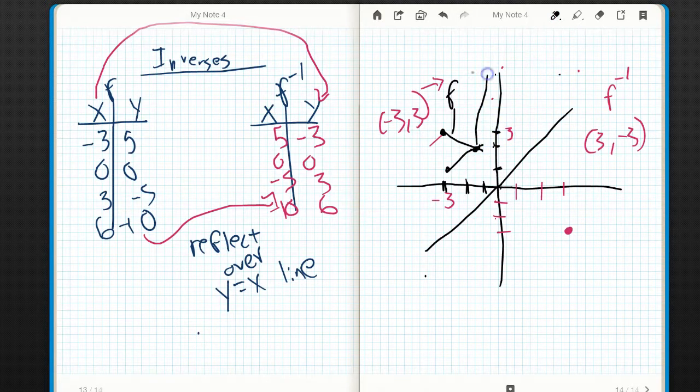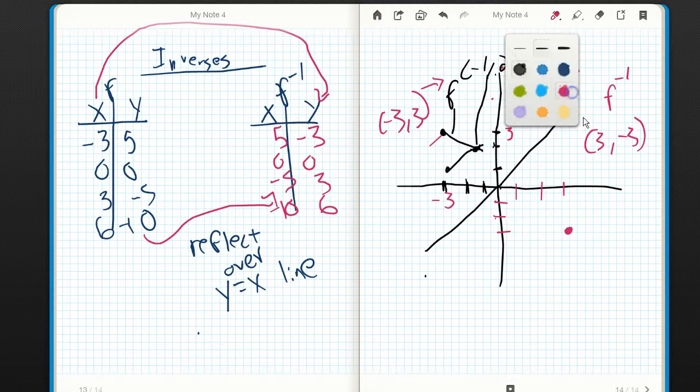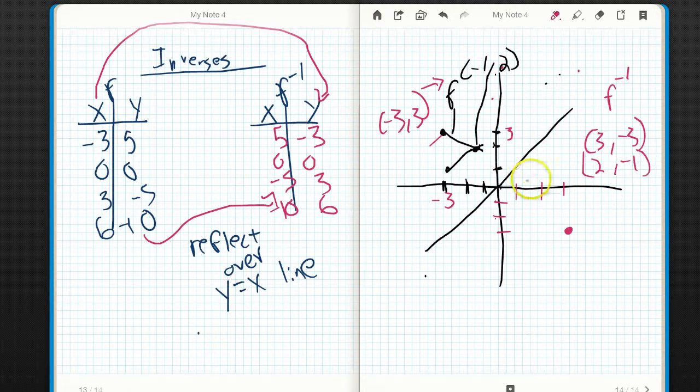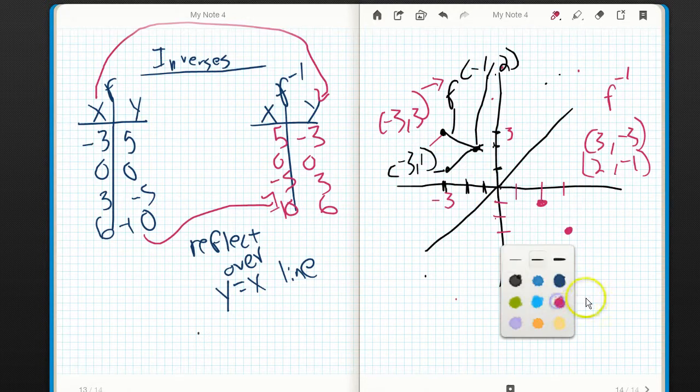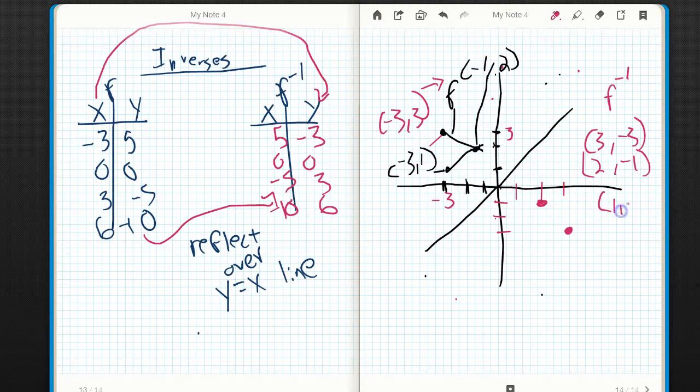This point is negative 1 comma 2. So that just means our inverse is going to be 2 comma negative 1. So 2 comma negative 1. And then the last point, this is negative 3 comma 1. So that means our last point, our inverse, is going to be 1 comma negative 3. So 1 comma negative 3 is here. Connect the dots. There goes our inverse.